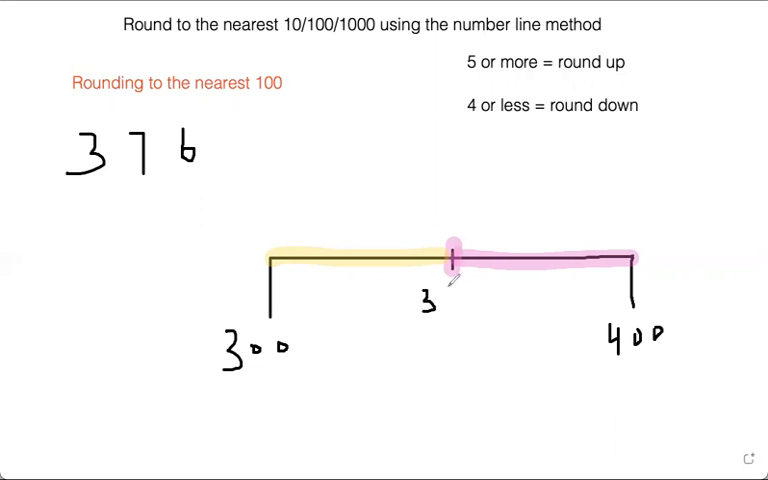Mark on halfway, 350. If it goes past here or lands on 350, it rounds up. If it's less than this, it rounds down. 376 would be around here. It's in the pink, 5 or more, rounds up to 400. The same thing can apply if you're using a 4-digit number, rounding to the nearest 100. Just put the highlighter back on.